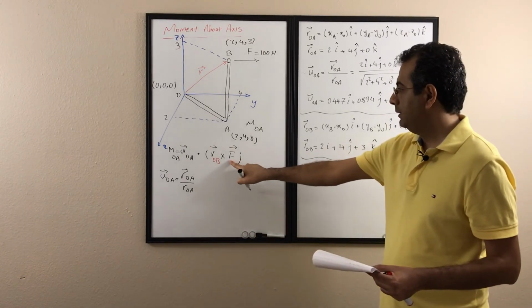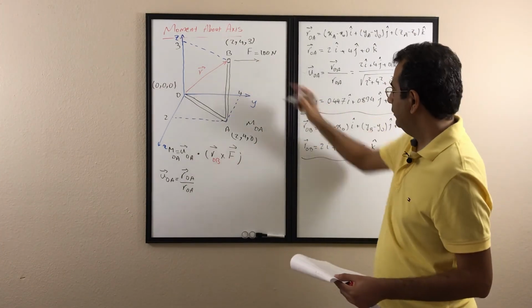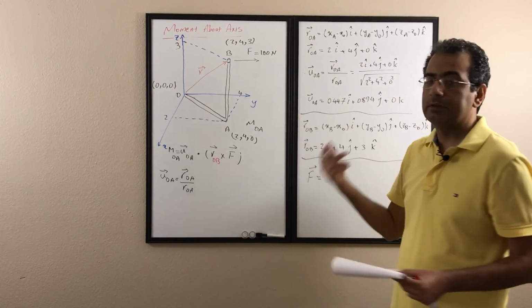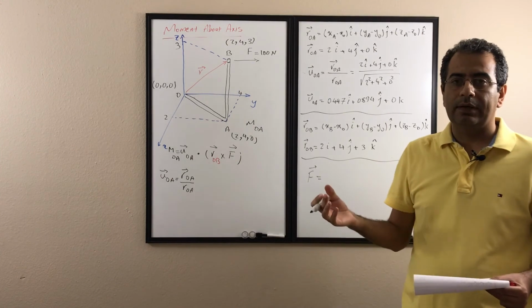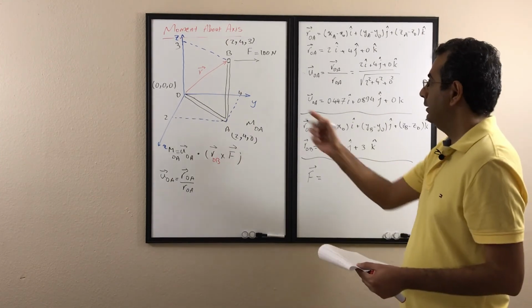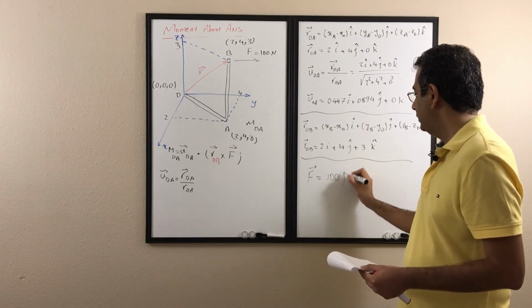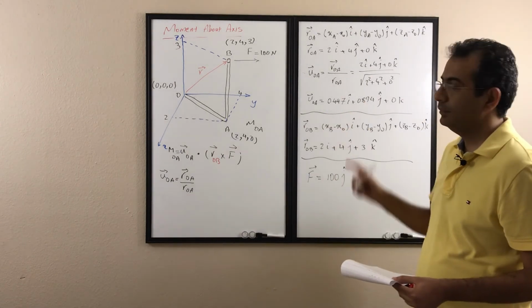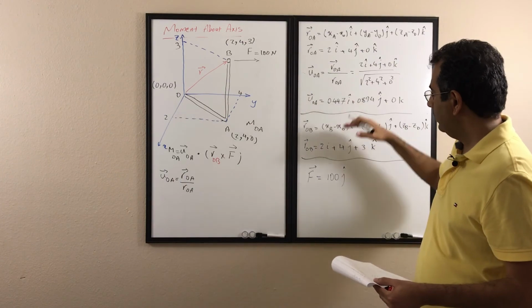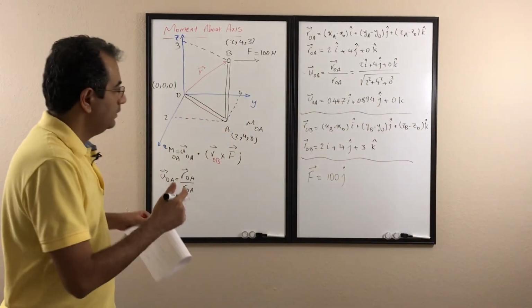And the last thing we need is the F itself. If we look at F, it is only in the direction of Y. Because it's in the direction of Y, it only has the J component. It doesn't have an I component or a K component, so it's going to be 100 J. So now we have all the vectors we wanted. I'm going to write them here and clean the other side.